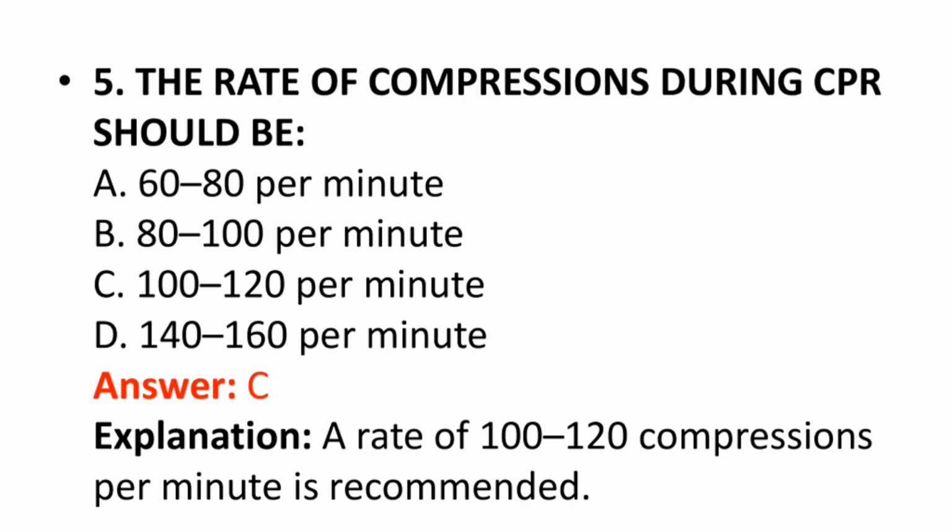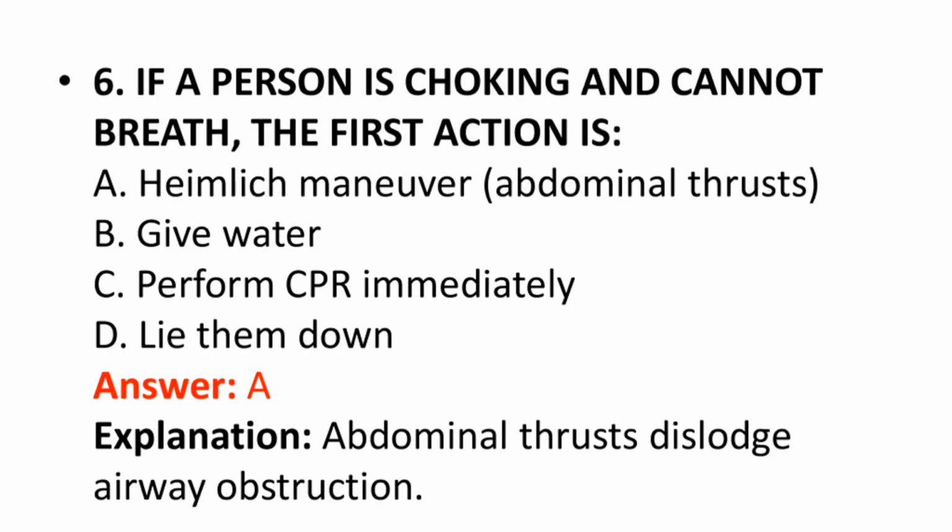The rate of compressions during CPR should be option A, 60 to 80 compressions per minute. Option B, 80 to 100 per minute. Option C, 100 to 120 per minute. Option D, 140 to 160 per minute. The correct answer is option C, 100 to 120 per minute. A rate of 100 to 120 compressions per minute is recommended.